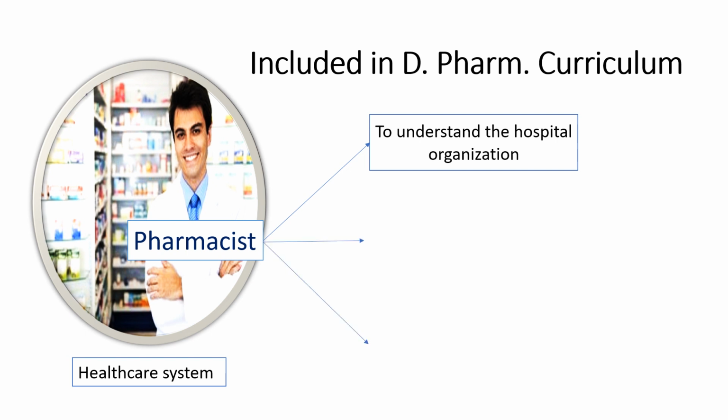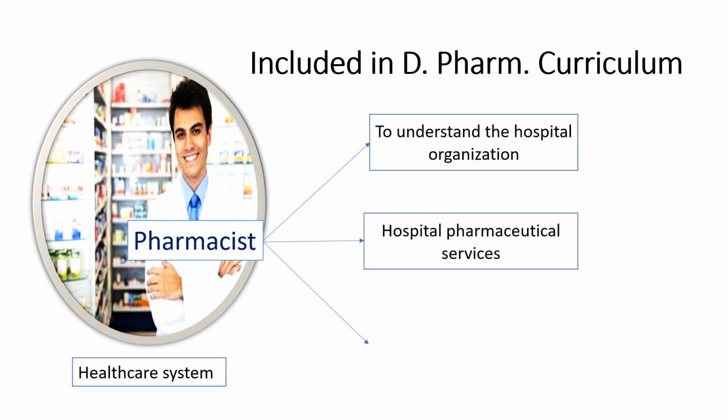Then next, we need to understand the hospital pharmaceutical services. What are the different services that come under that? We need to distribute the drugs, and inpatient and outpatient services, everything comes under hospital pharmaceutical services. So this is our second priority, to understand hospital pharmaceutical services as a pharmacist.